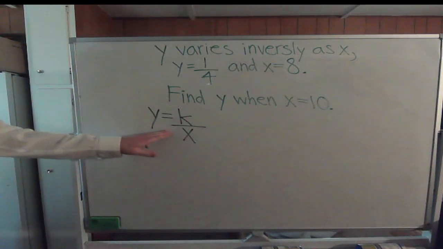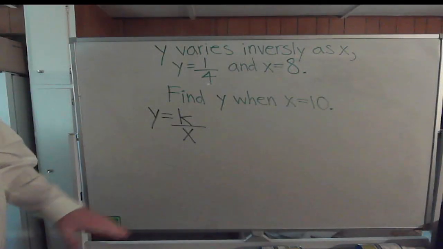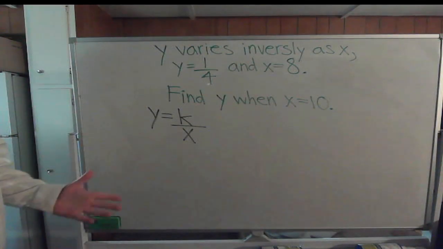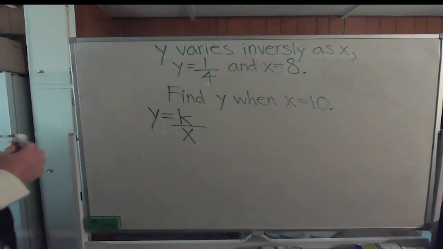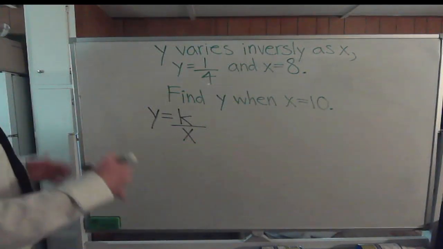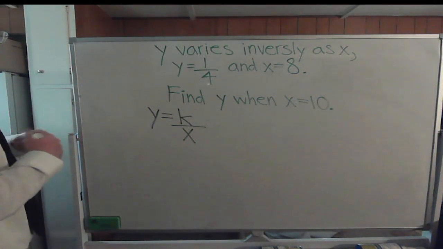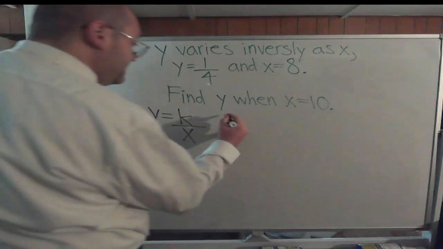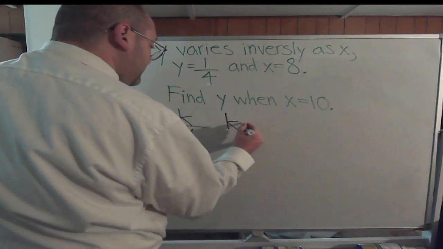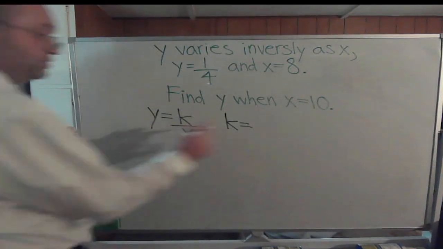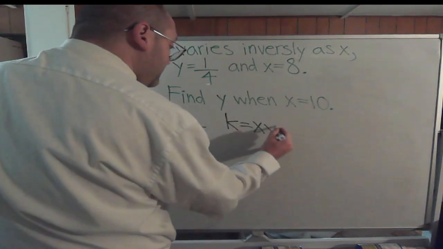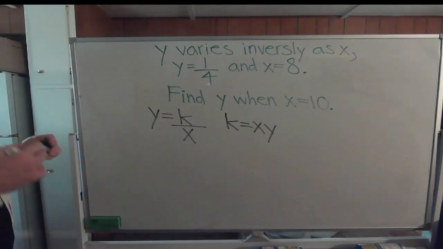So we've set up the equation. Now first thing we want to do is find our constant of variation. So what we have to do now, we want to get that k by itself, so we got to multiply both sides by x. You multiply the right side by x, you'll just get k. Then you have to multiply the left side by x also. You'll end up getting k equals xy. That would be the equation to obtain your constant of variation.